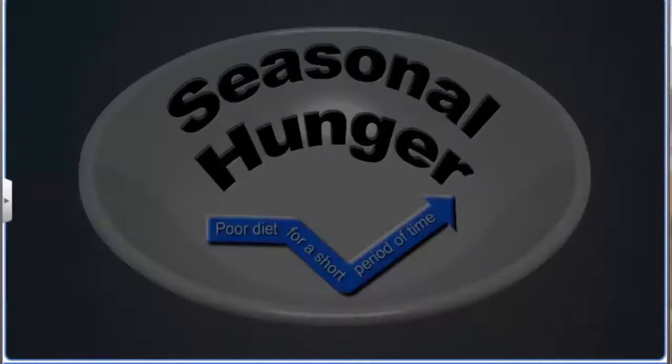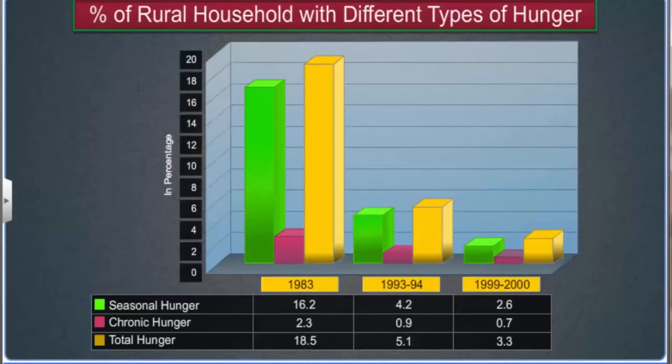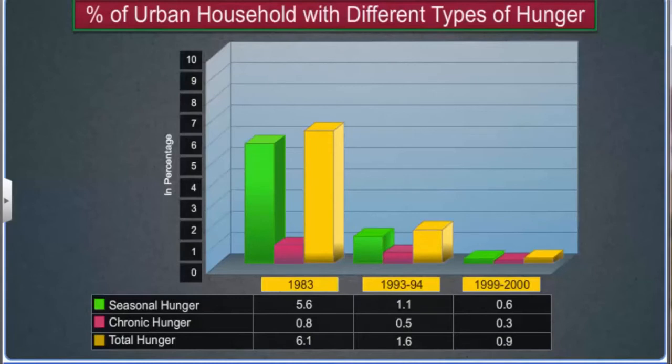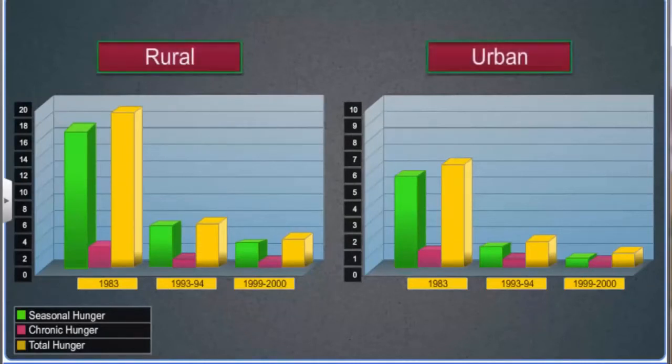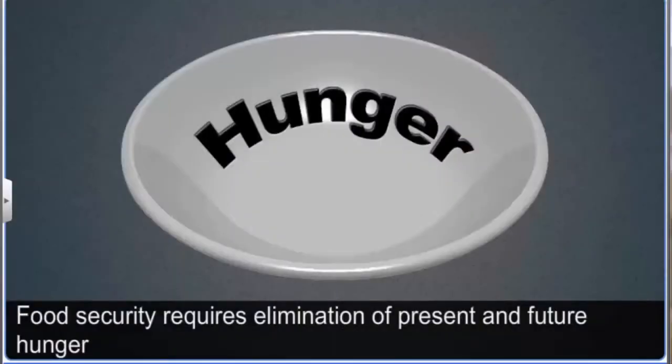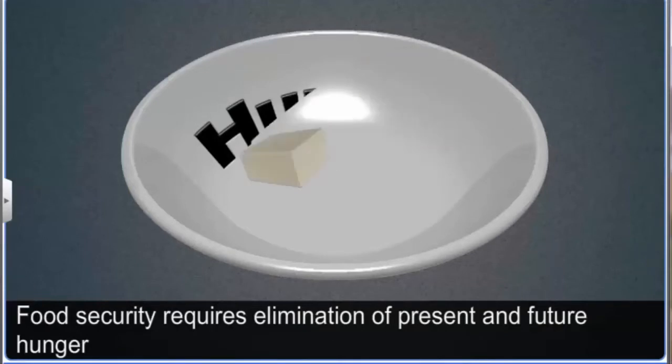Here is a graph that shows the change in the percentage of rural households with different types of hunger from 1983 to 2000. Here is a graph showing the change in the percentage of urban households with different types of hunger from 1983 to 2000. You can see that both chronic and seasonal hunger has decreased in rural and urban India in the last few decades. To provide food security, it is essential to remove the present hunger of people and reduce the chances of hunger in future.